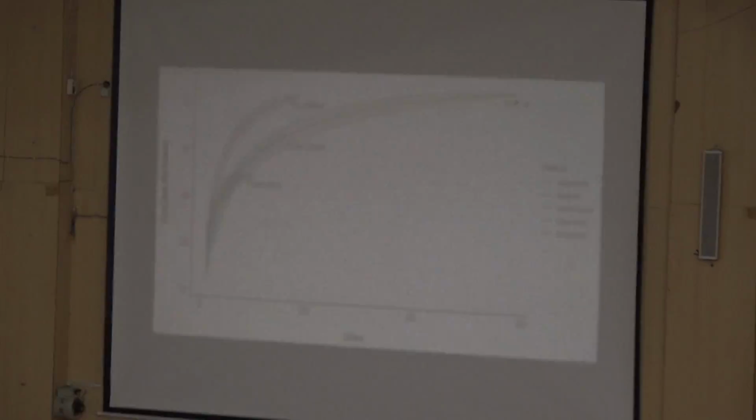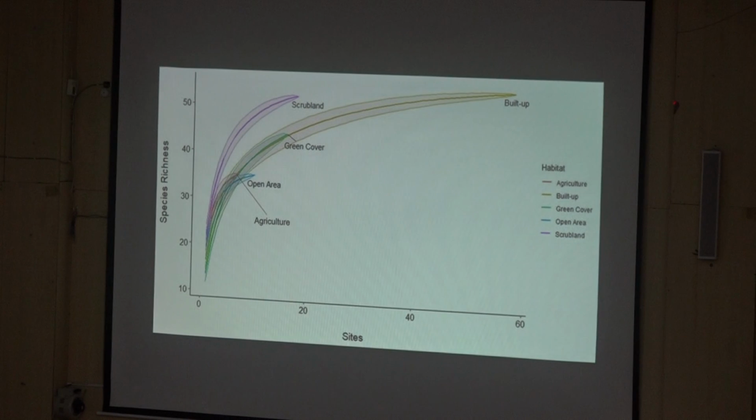Species richness: the accumulation curve showed that built-up had the highest number of species, followed by scrubland, green cover, open area, and agriculture. The curve does not show saturation because the sampling was not enough to fully represent the species richness of the different habitats in the matrix. And one of the reasons I could not do multiple replicates was the pandemic restrictions.